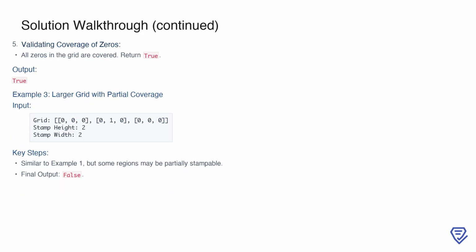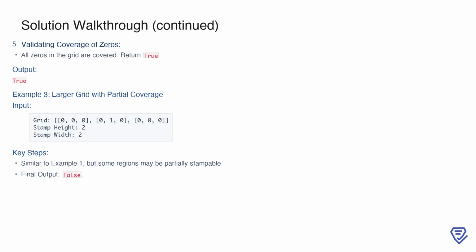To validate the coverage for this fully stampable grid, we check that all zeros in the grid correspond to values greater than 0 in the diff matrix. Since this condition is met for every 0, we conclude that the grid is completely covered by the stamp placements. The result for this input is true. In contrast, for larger grids with partial coverage, the process would follow similar steps, but the final validation might fail if some zeros are left uncovered due to obstructive ones.